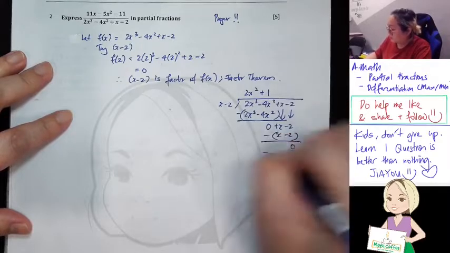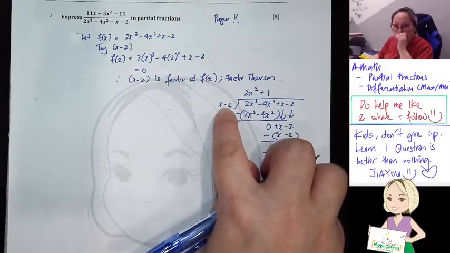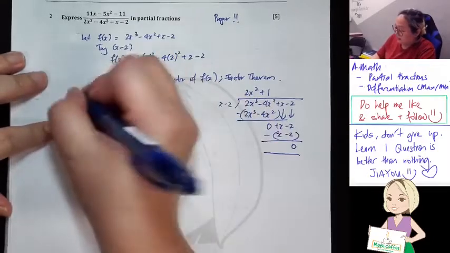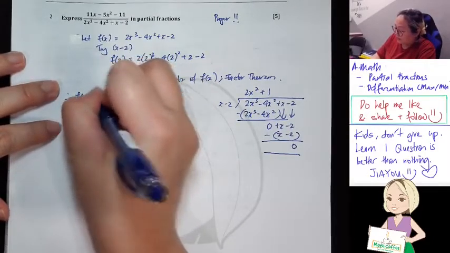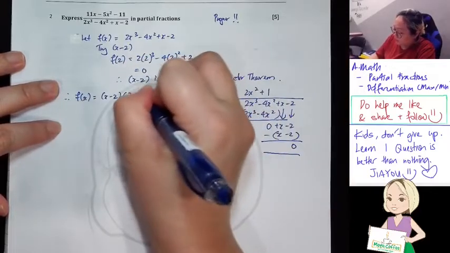And of course, you must have remainder 0, because x minus 2 is a factor. So now it means that I can say my f(x) will be x minus 2 as well as 2x squared plus 1.